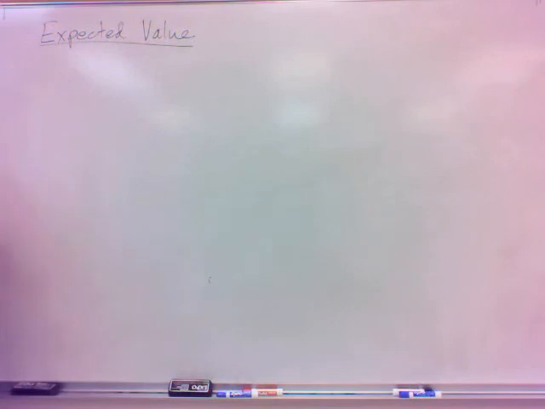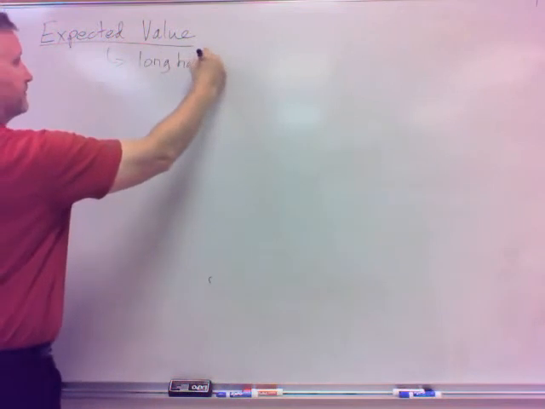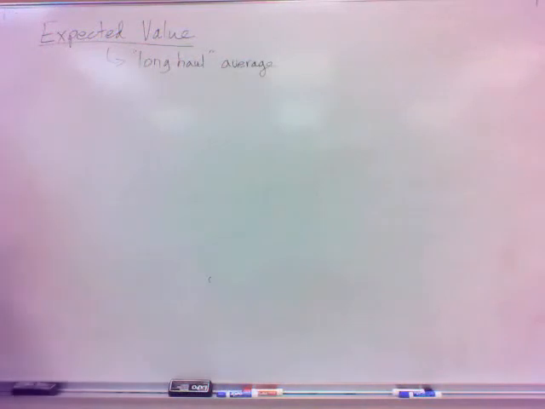Without having to actually roll the die 1,000 times, it will tell you what you would expect to average if you rolled the die, in my example, 1,000 or 10,000 times. Okay? What you expect to average. So that's what expected value is. It's a long haul average. That's what you would average if you went over the long haul, rolled the die thousands of times or whatever.